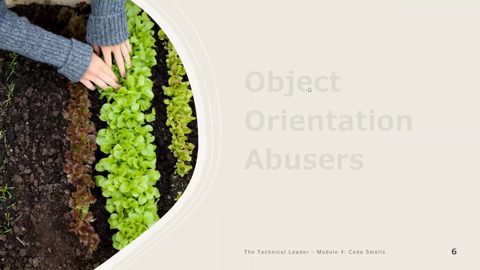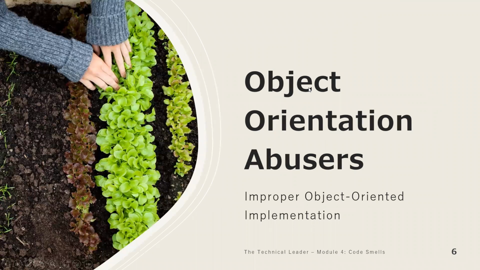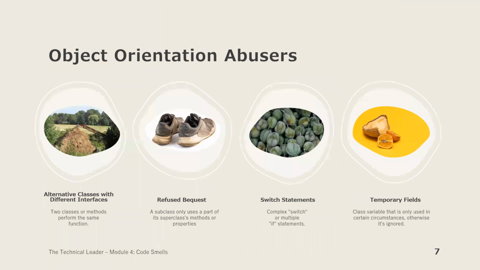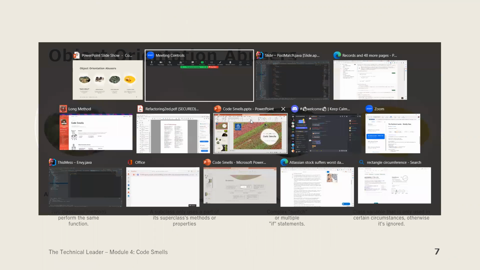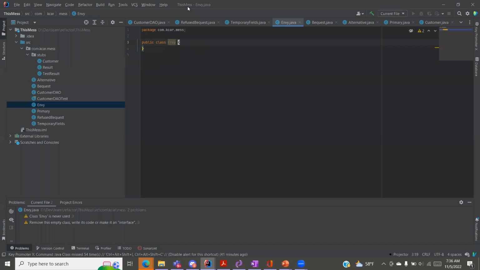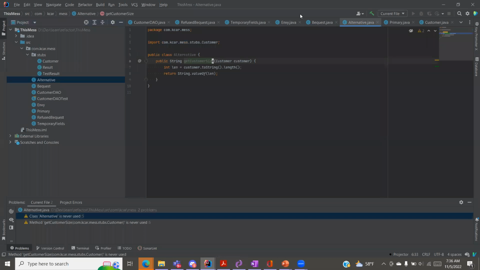Next, we have our object orientation abusers, and they're almost object oriented, but not quite. So the first pile of poo is your alternative classes with different interfaces. And that's basically two classes or methods that perform the same function. And I ran out of time trying to find an example of that in here, so I went ahead and just created an example here.